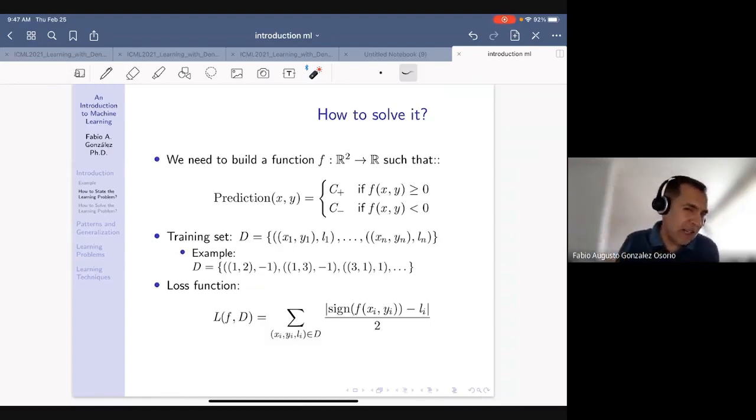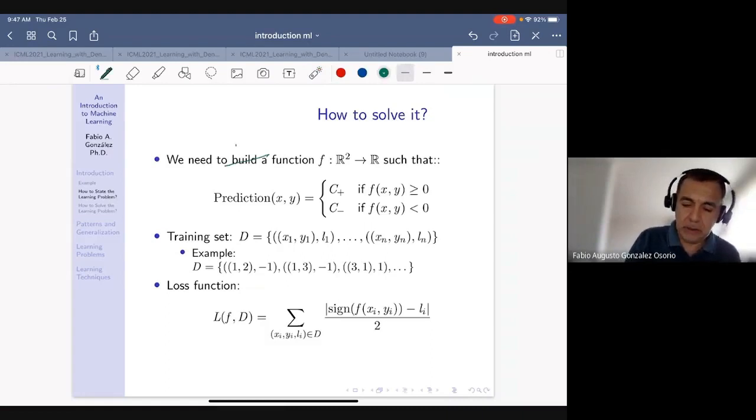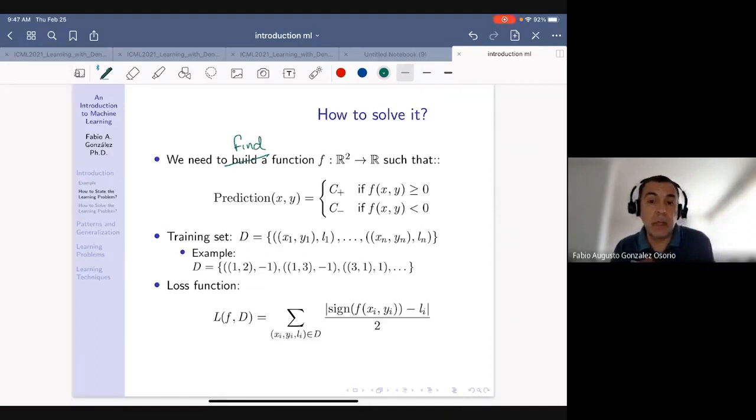Yeah, probably "find" will be a better word for that. Okay, find. We need to find a function that does this. Okay, thank you. So, in order to find or to approximate.